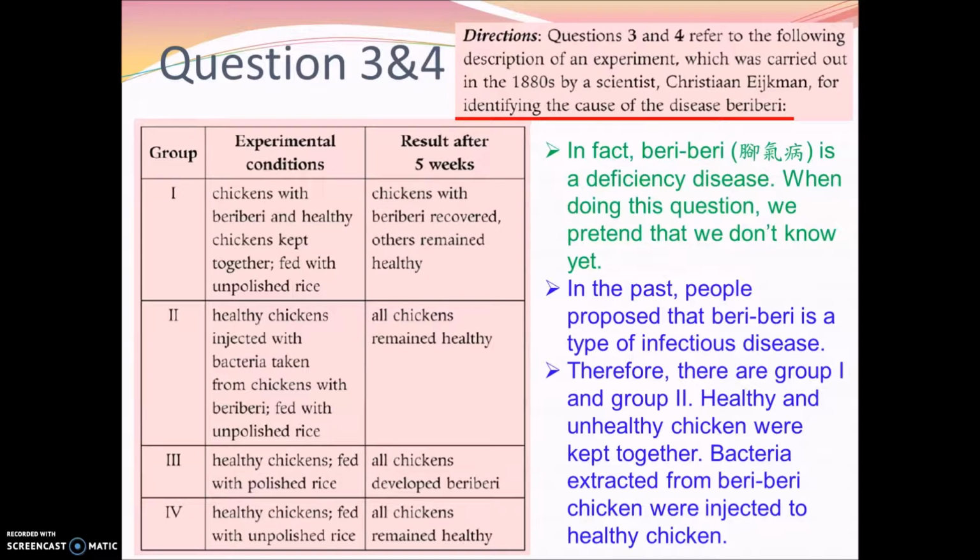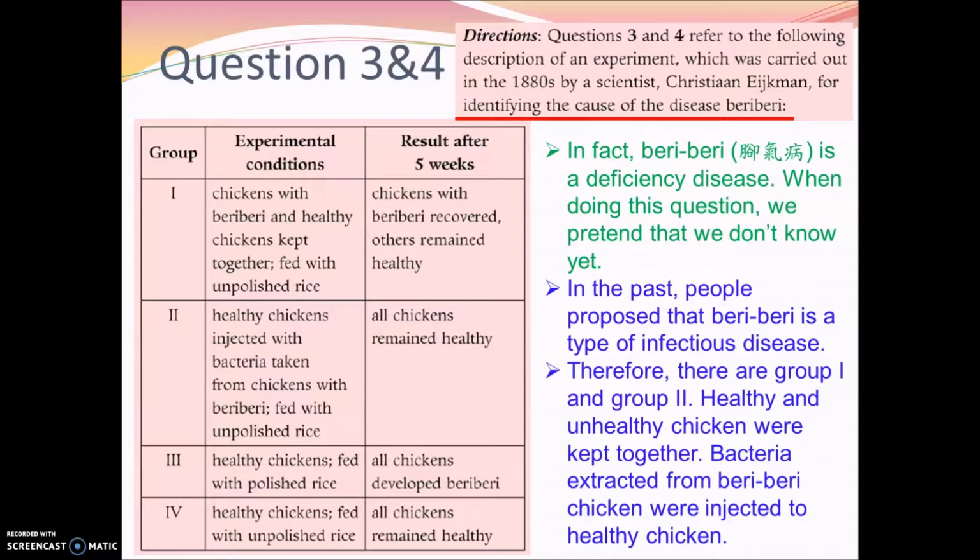Okay, and for group 2, it says that the healthy chickens were injected with the bacteria taken from the chickens with beriberi. Because people think that if beriberi is infectious, that means there may be some pathogens, for example, bacteria, to cause this disease, to lead to beriberi. So that's why they extract the bacteria from the chickens with beriberi and then inject the bacteria into the healthy chicken. And let's see whether the healthy chicken suffers from beriberi later on.